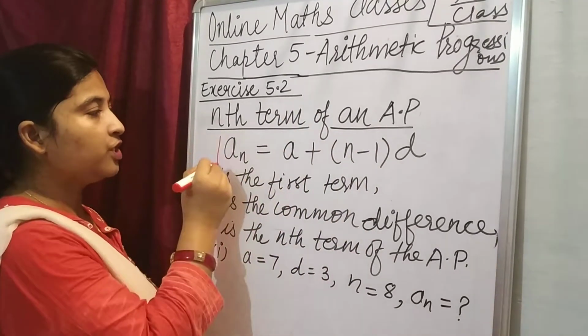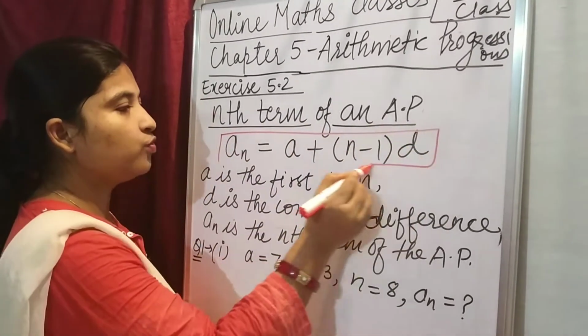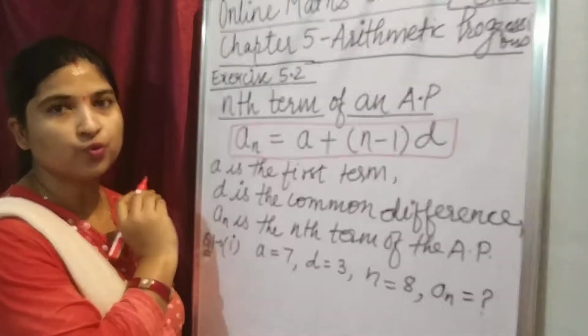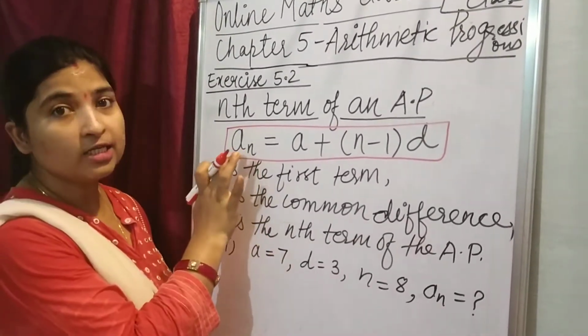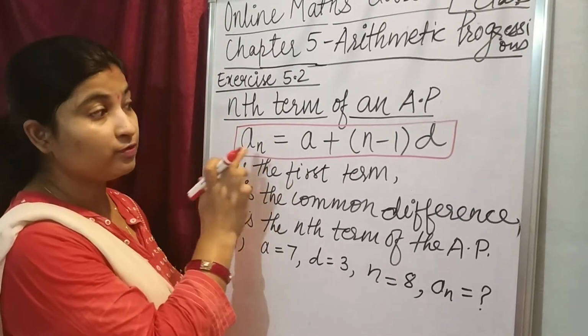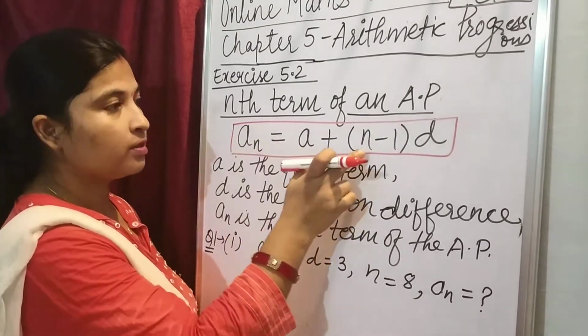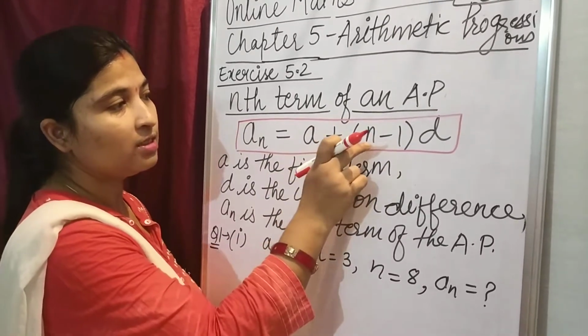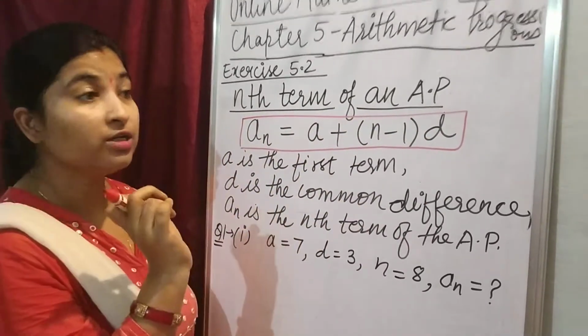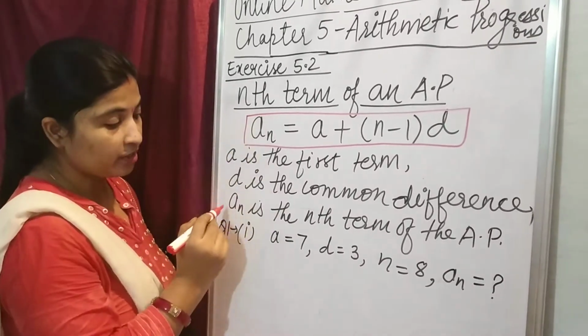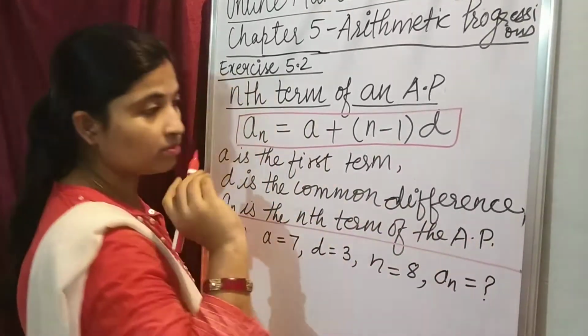The formula, I think you all know, is an is equal to a plus n minus 1 into d. Now an is the nth term of the AP that you have to find. a is your first term, n is whichever term we have to find, and d is your common difference. I have already written it, you have to write in the notebook from this to this.